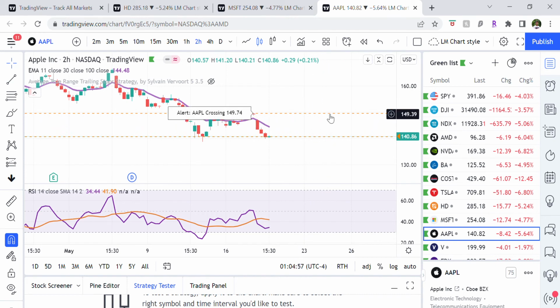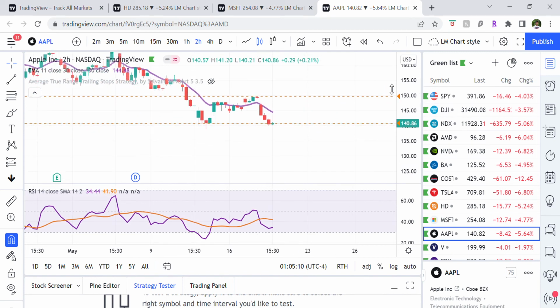Currently 150 is my resistance and 140 is my support. Now these are all 2-hour candles. If you see this particular day, these 4 candles, you can see that this has been a support for that day, 147.